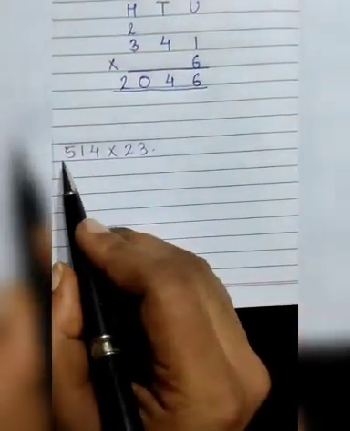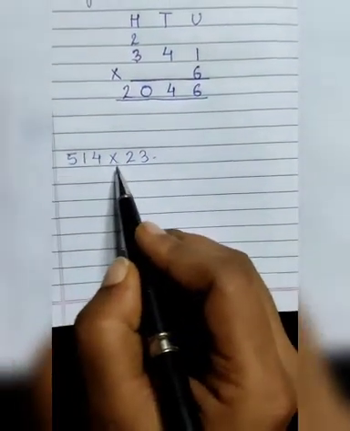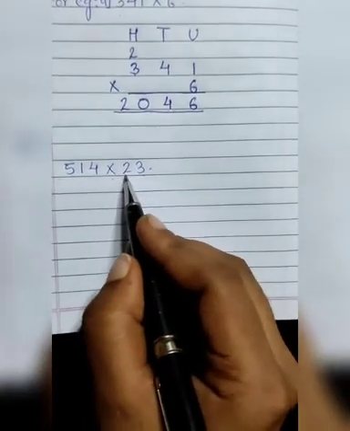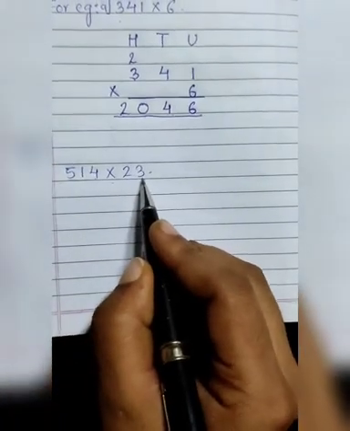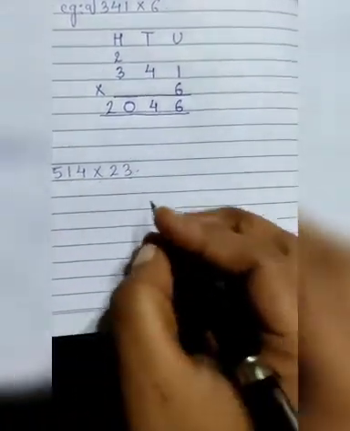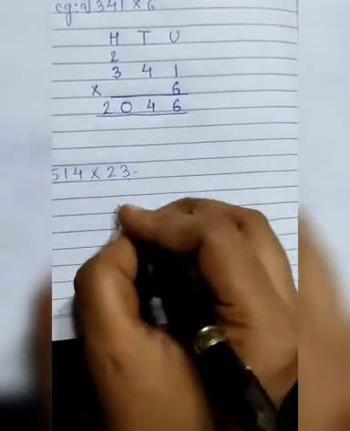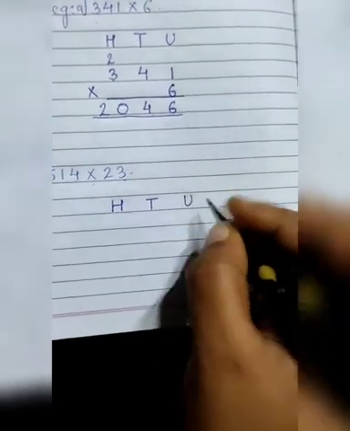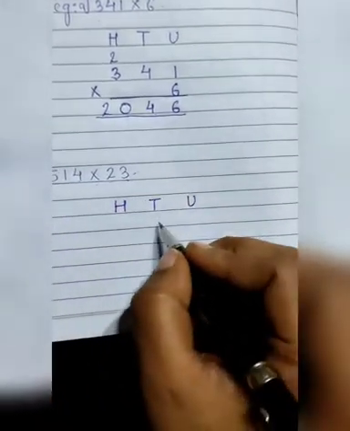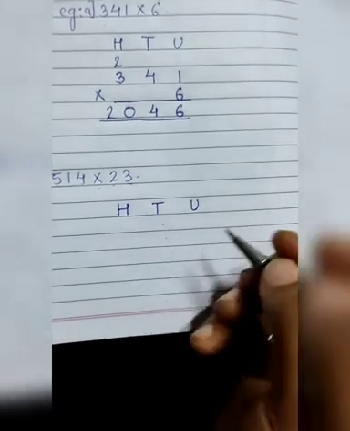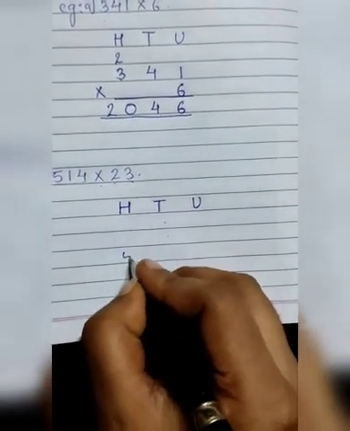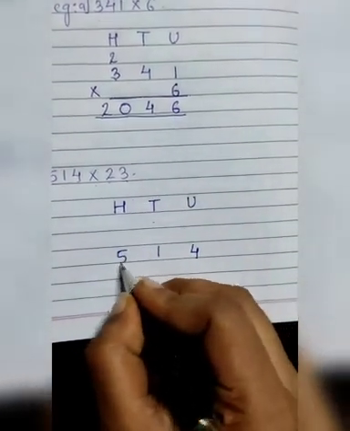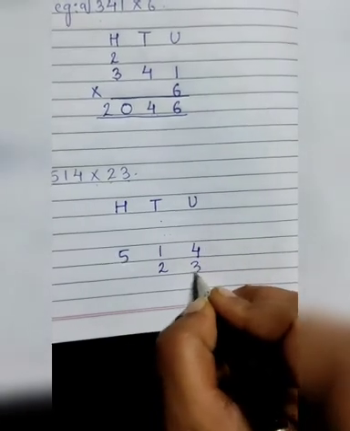Now moving to the next sum. Next example, 514 multiplied by 23. Here now students, we are going to multiply this number by a 2-digit number. So first we will write the place value as it is a 3-digit number. So we will write 100, tens and unit. Then here a 2-digit number is there, so we will leave 2 lines for the carry. So 514 multiplied by 23.